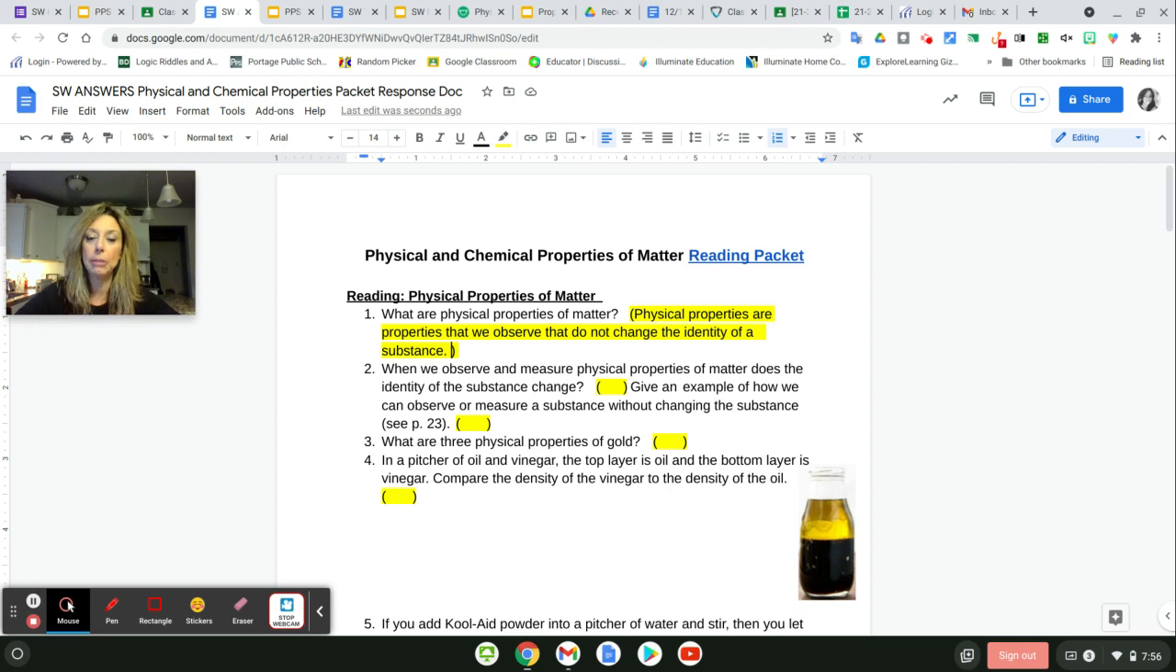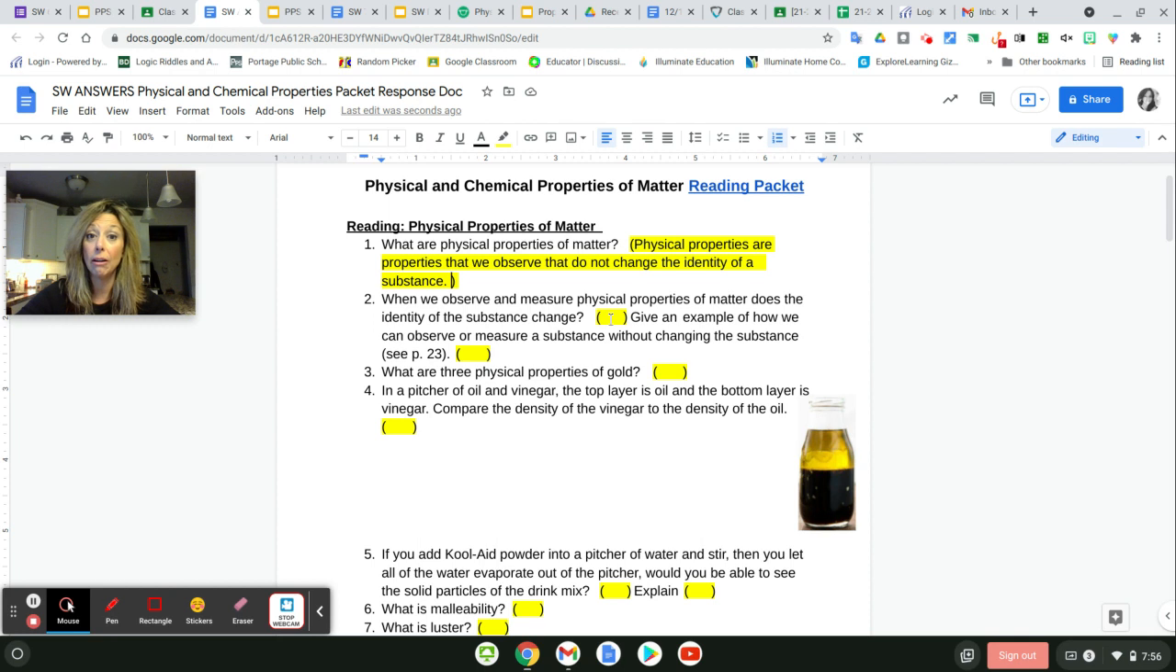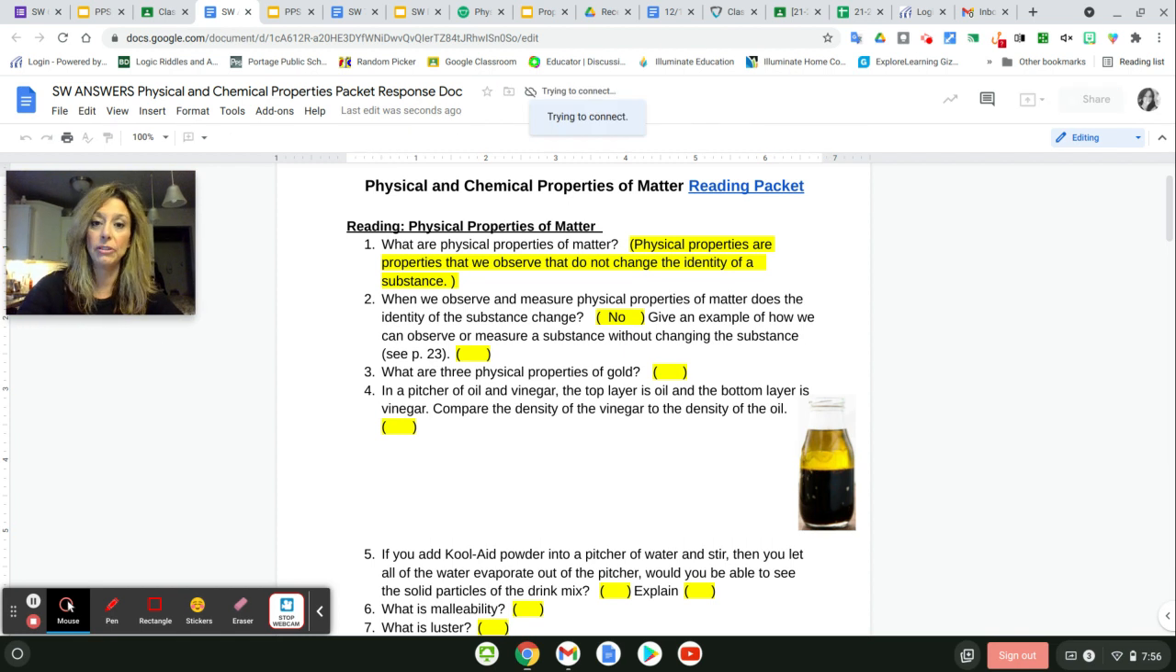Number two, when we observe and measure physical properties of matter, does the identity of the substance change? The answer is no. So I just explained the gold situation along with being able to bend aluminum foil, and it's still aluminum foil. Okay. So give an example. You could use the gold example that I just gave or the aluminum foil example, or on page 23 of the packet. It did have some more examples.